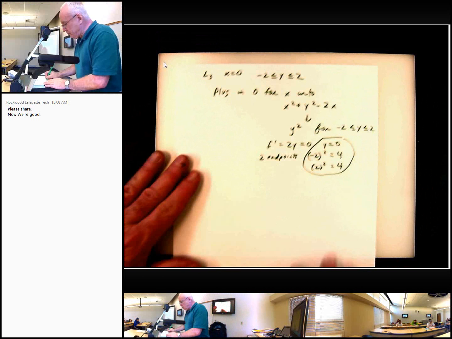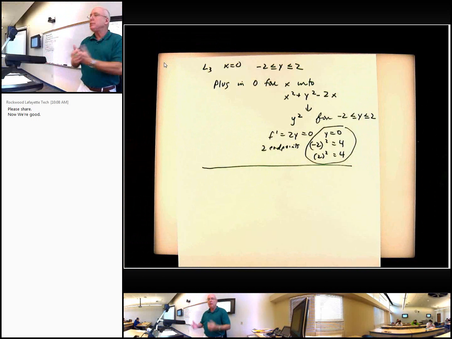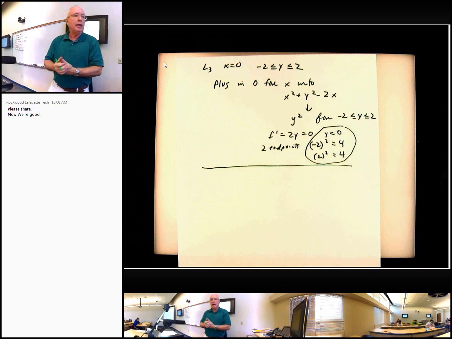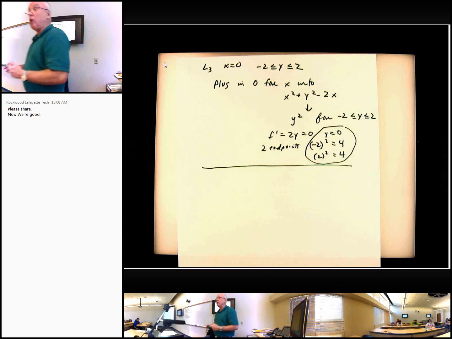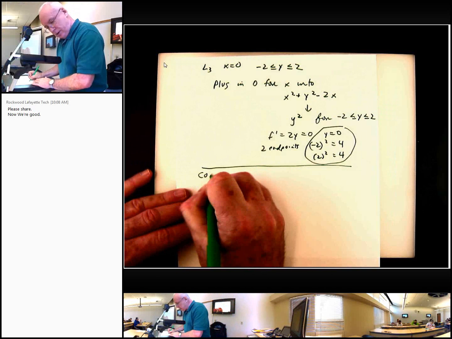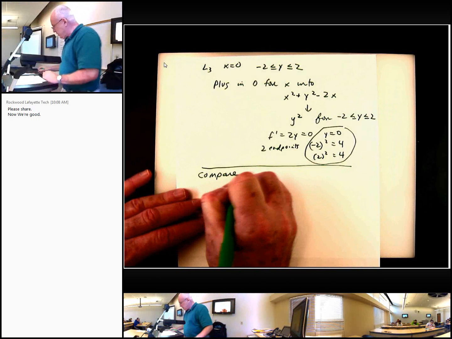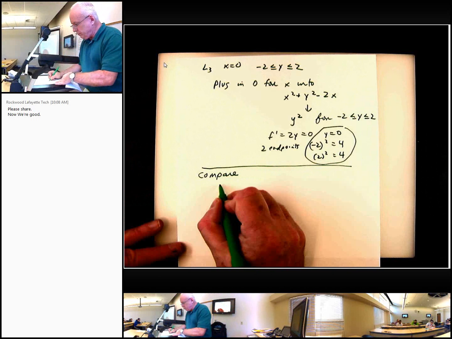So the final step in all this is just to compare the various values that we found and find out which one is the biggest value and which one is the smallest. That's all we do. So this is the last step, compare. So let's see here. Let me go back. What do we have here? First of all, we had a critical point.